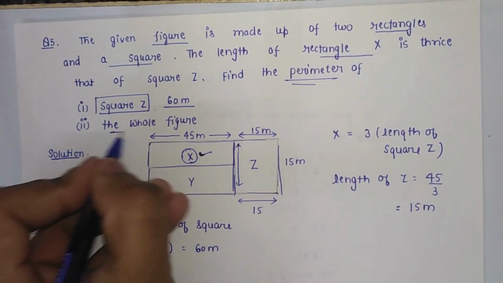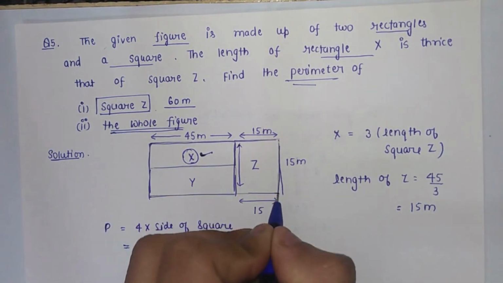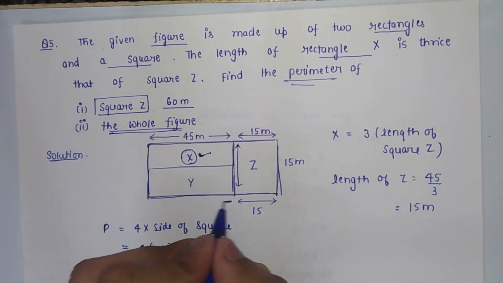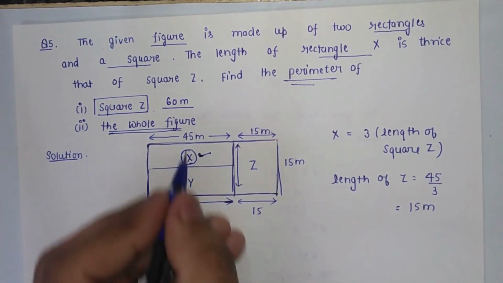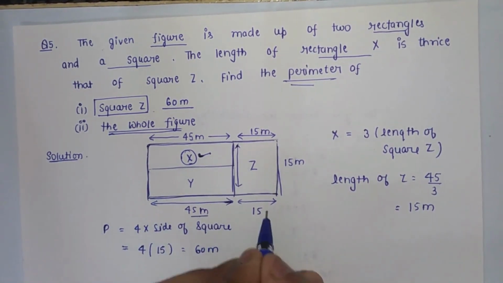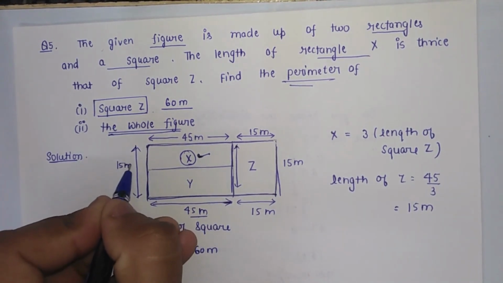What about the perimeter of the whole figure? If we just consider this as a complete figure, it looks like a rectangle. We can say that. Another method would be to take the sum of all sides. You can do that also. So this is a rectangle. So we can take the opposite sides as equal. So this will be 45 meter. This will be 15 meter, and this is also 15 meters.